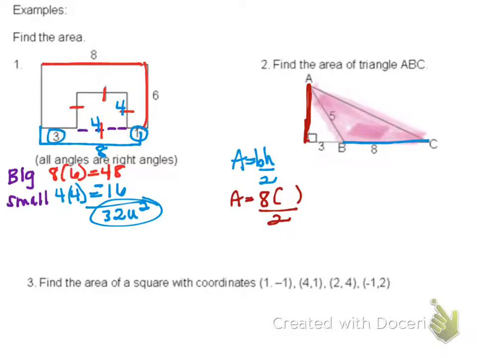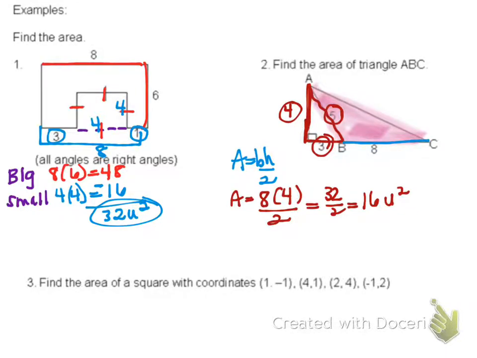So I look at this triangle, and I can see I have 3. I need to know this leg, and then I have 5. Okay, you can do Pythagorean theorem if you want, or just know that this is a 3, 4, 5 triangle, and so my height is 4. So 32 over 2 would be 16. We're talking area, so units squared.